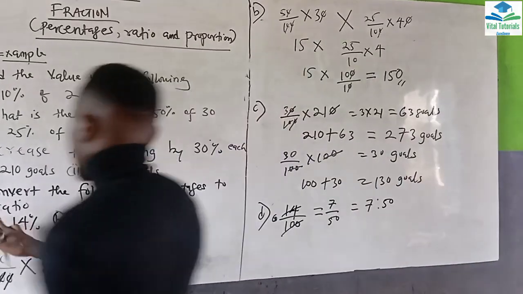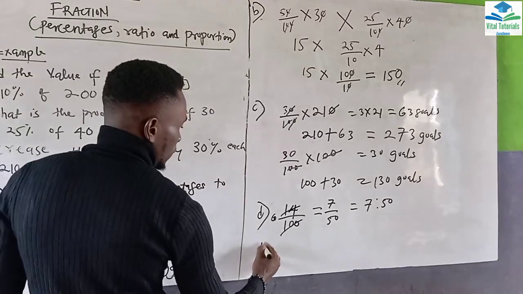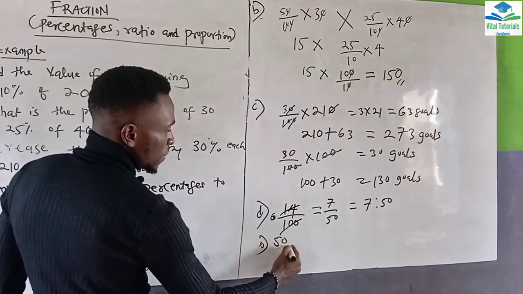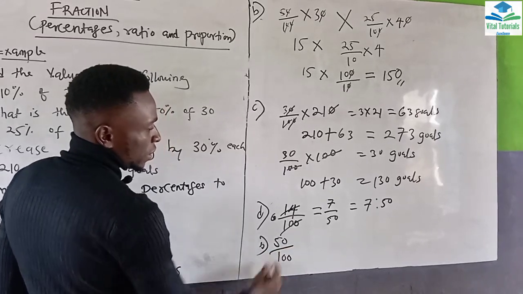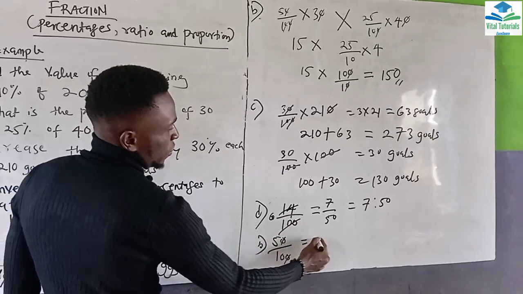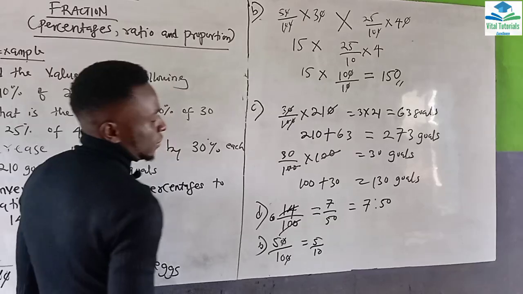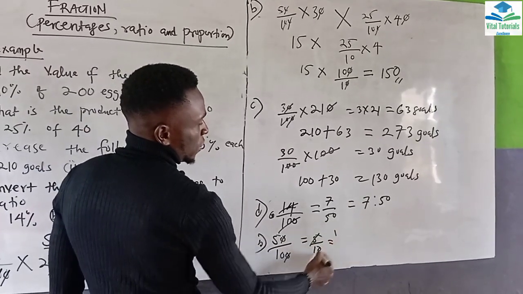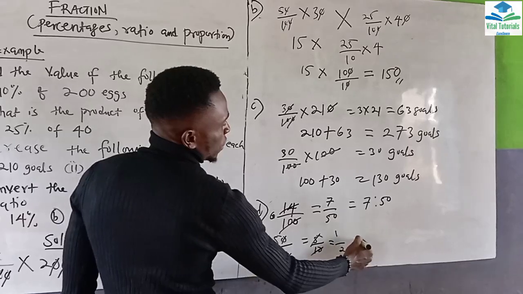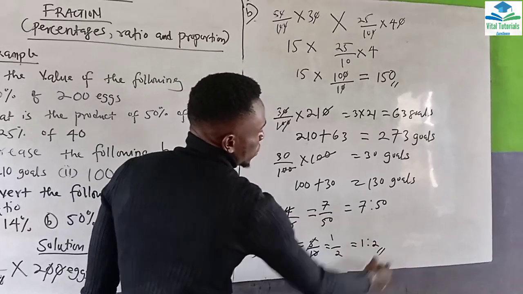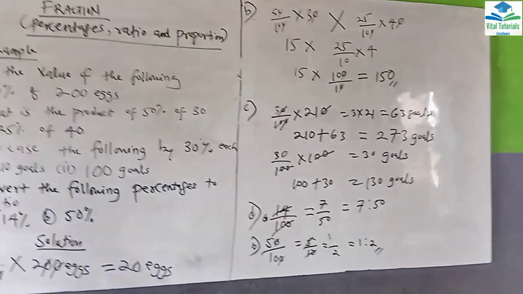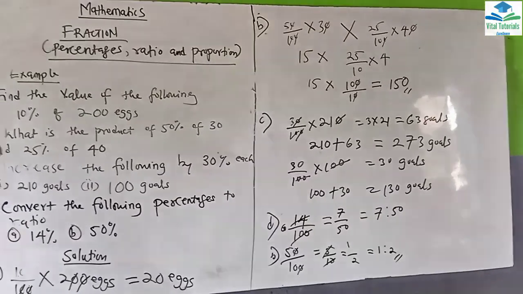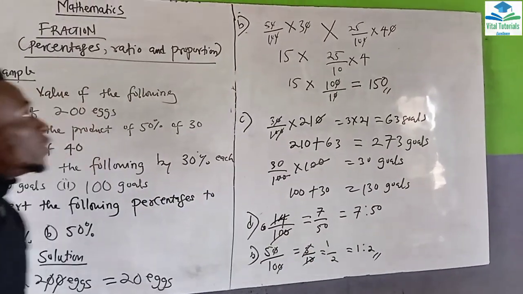Now for the B part here, which is 50%. That's 50 over 100. You can see, let's say 0 takes off 0. You have 5 over 10. 5 goes into itself is 1. 5 goes into 10 is 2. That is equal to 1 is to 2. If that is 1 is to 2, that means you have been able to change percentage to ratio.